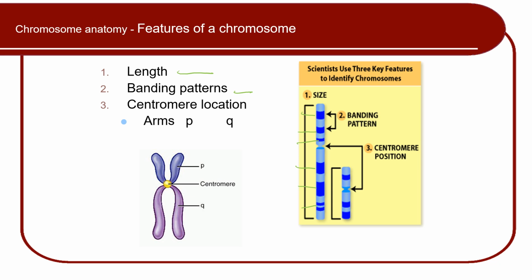And then the arms. The arms are the pieces above and below the centromere. So the centromere is the position in the middle. And so that varies in chromosomes. So sometimes it's close to the top, sometimes it's in the middle. And then the arms above the centromere are called P arms, and the ones below the centromere are Q arms. So those are the three criteria that are used for matching the chromosomes.